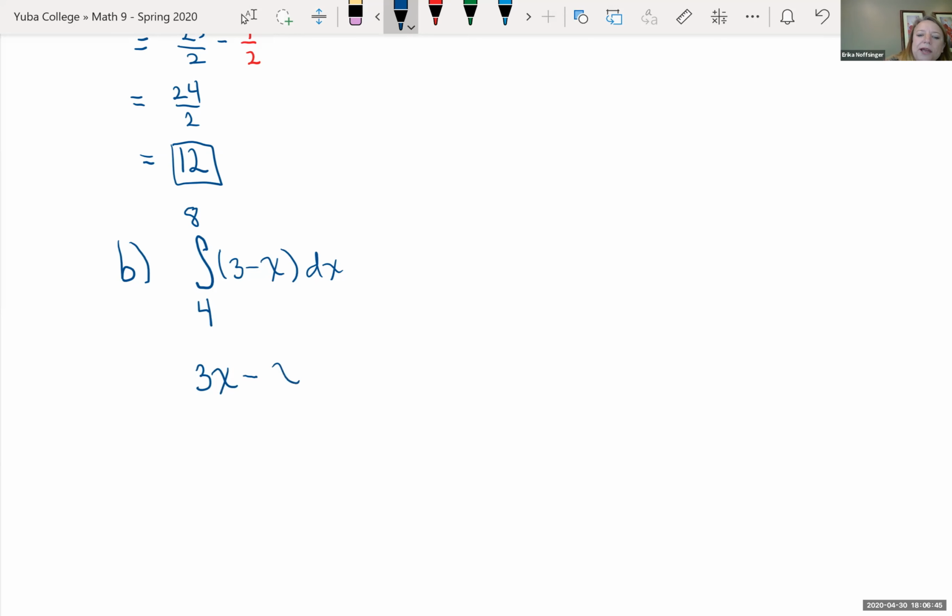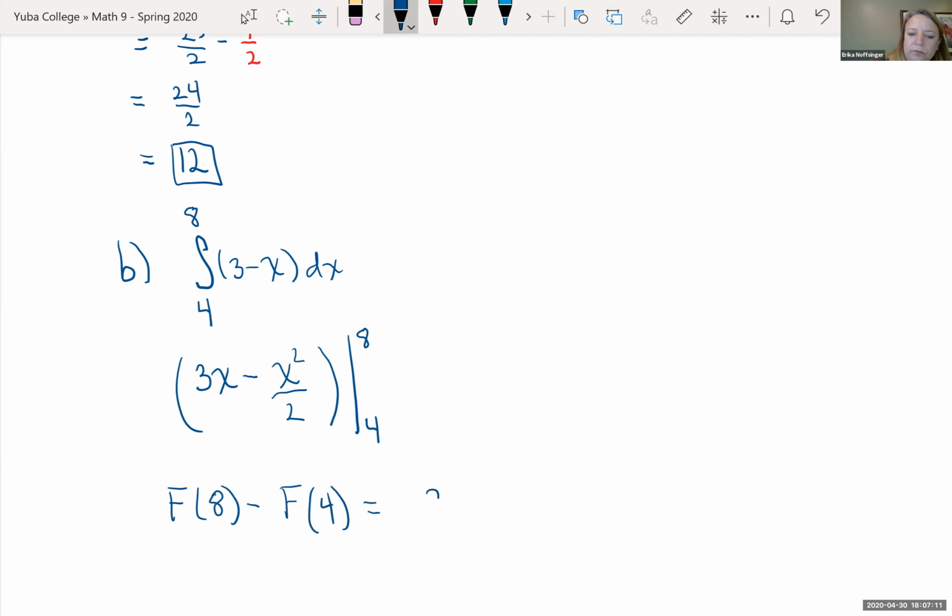So add 1 to our exponent, divide by our new exponent. So x squared over 2. And we're evaluating this from 4 to 8. And so we want to look at the antiderivative evaluated at 8 minus the antiderivative evaluated at 4. So 3 times parentheses minus parentheses squared over 2.